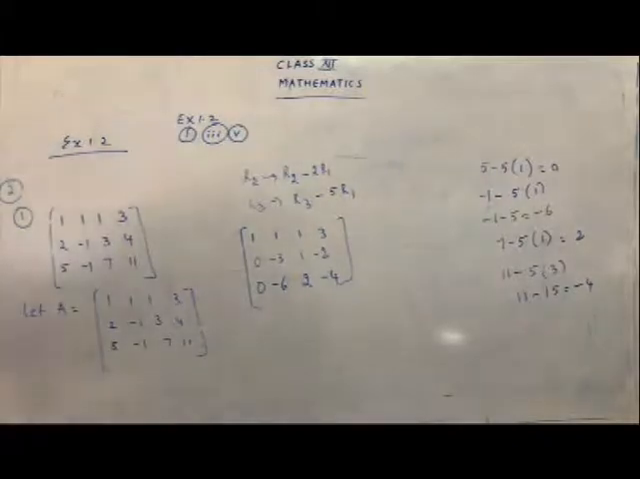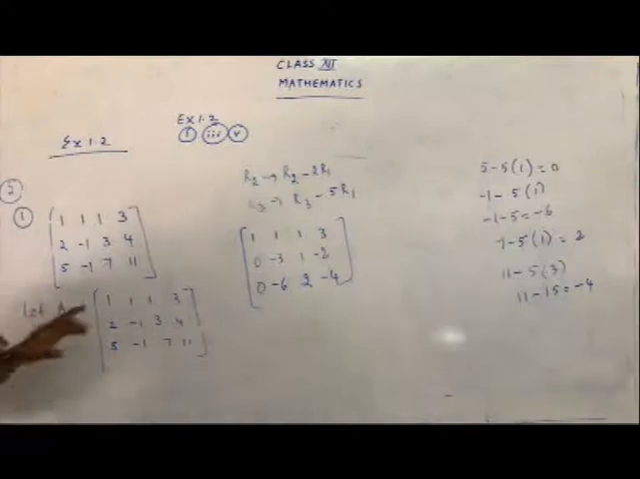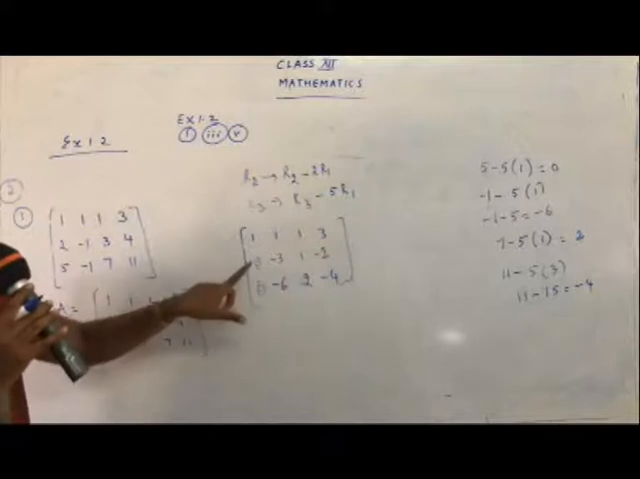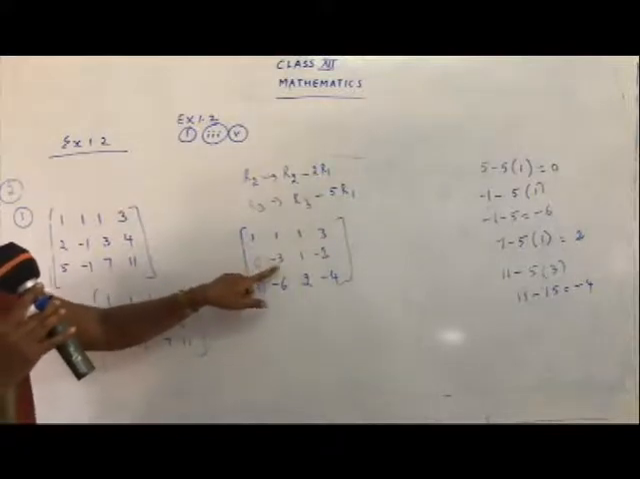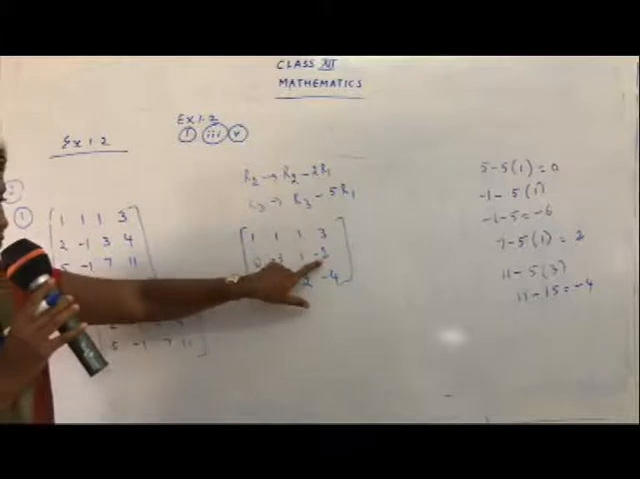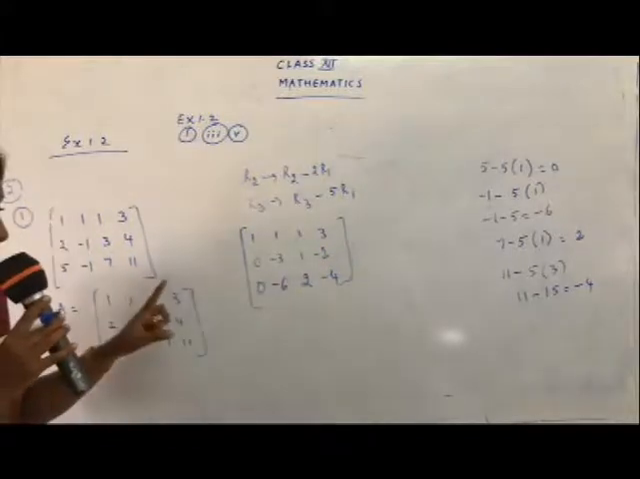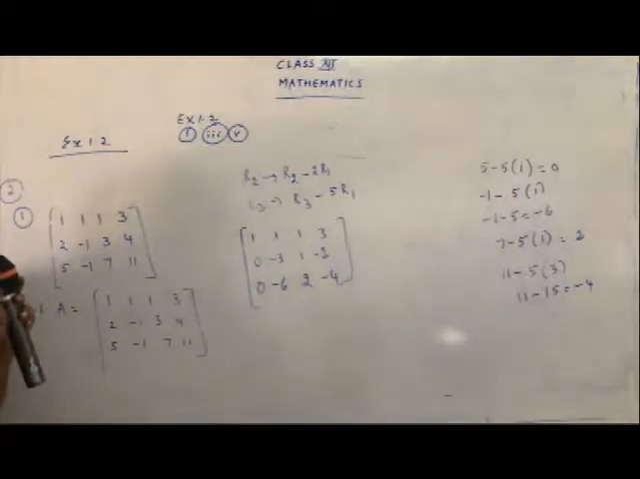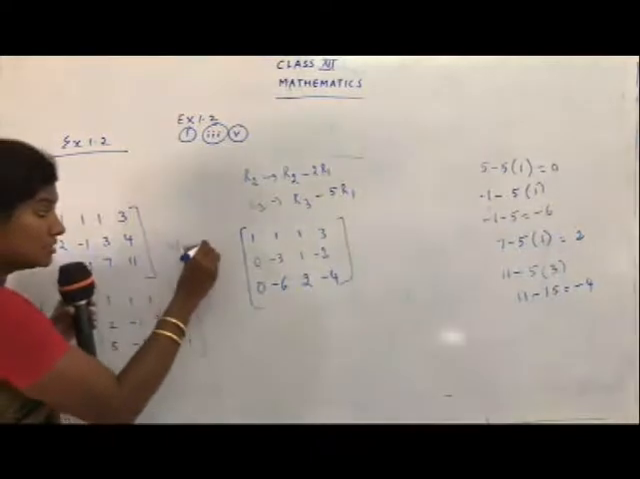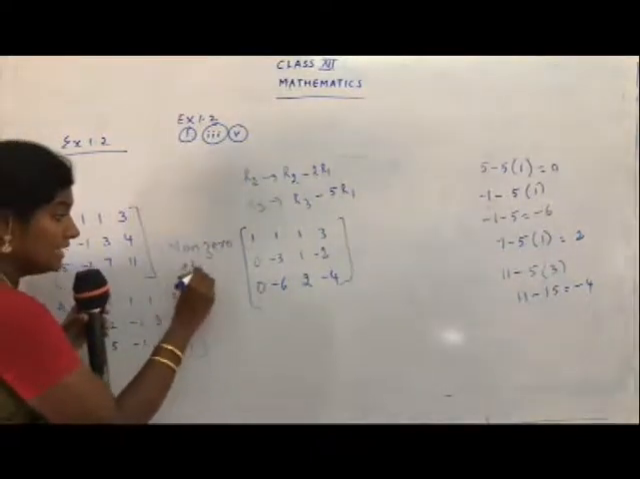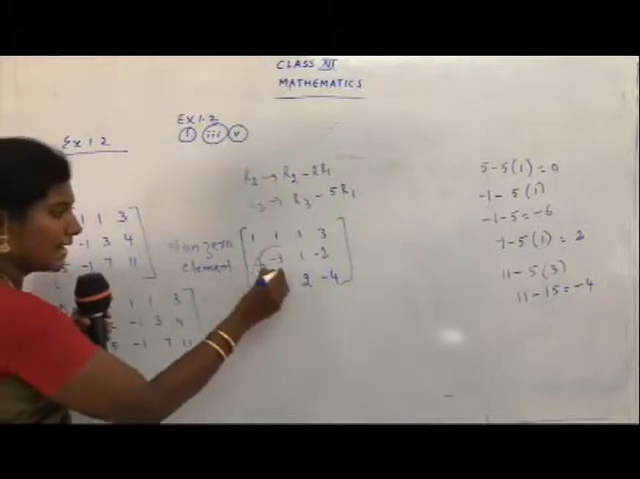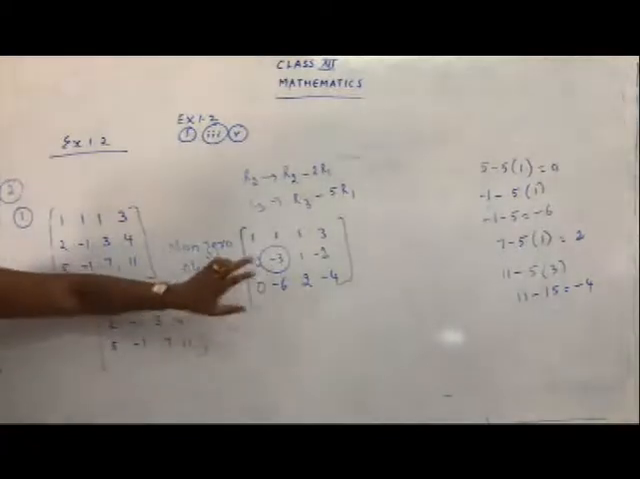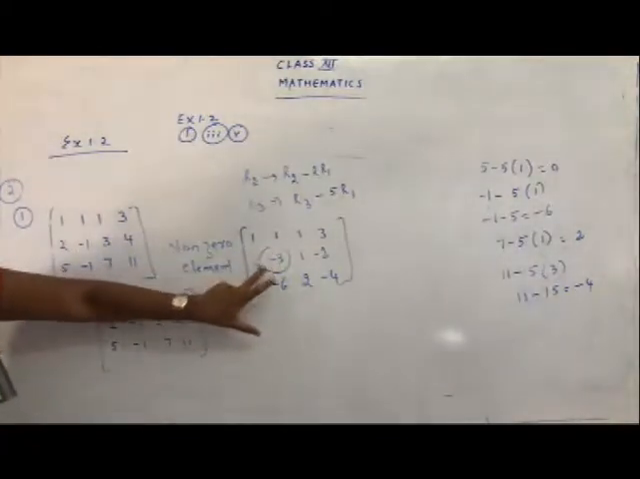Now come to the second row. We are not going to make any changes in the first row. We are going to take the second row. What is the second row here? 0, minus 3, 1, minus 2. Now what is the first non-zero element here? Listen to my question carefully. In the second row, it's minus 3. This is a zero element, and we are not going to look at the zero element. We have to see the non-zero element. So it is minus 3.